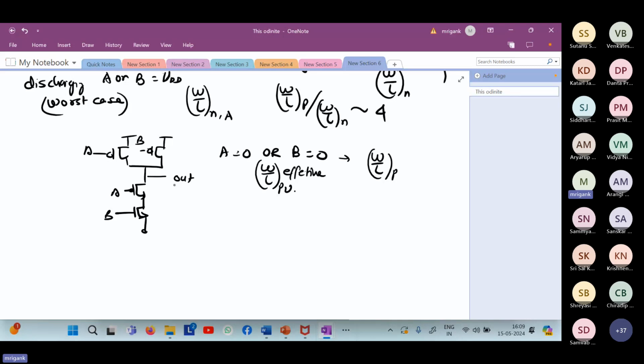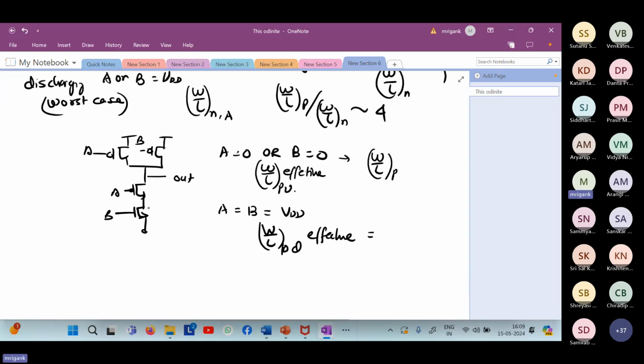But for the pull down network, I need A equal to B equal to VDD. Both have to be on so that the output can discharge. And therefore, for the pull down, I can call it pull down effective W by L of N, will be what?